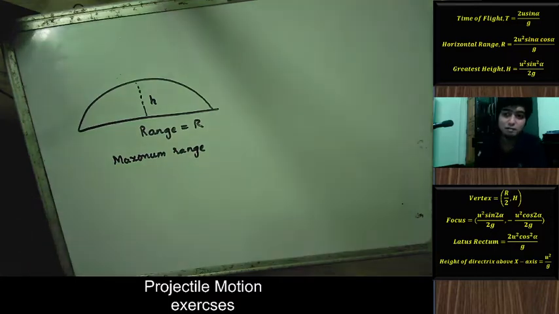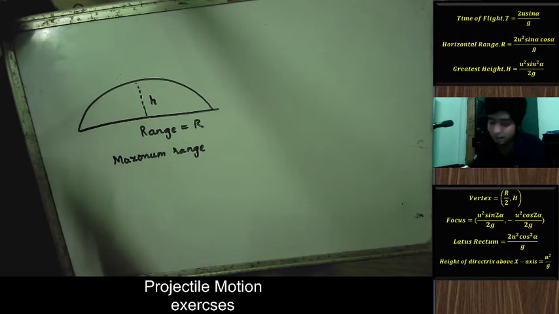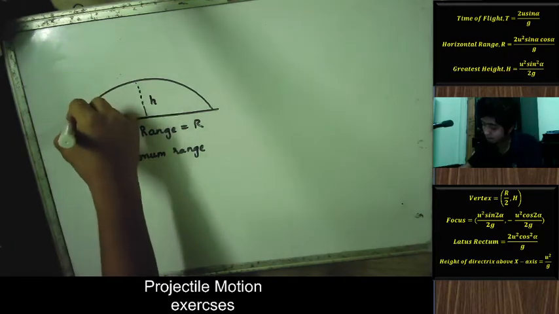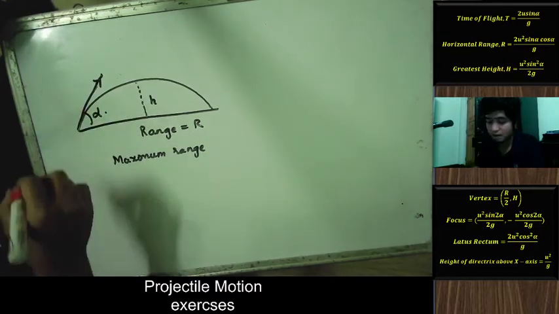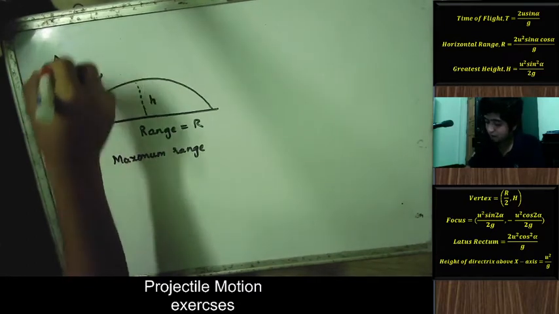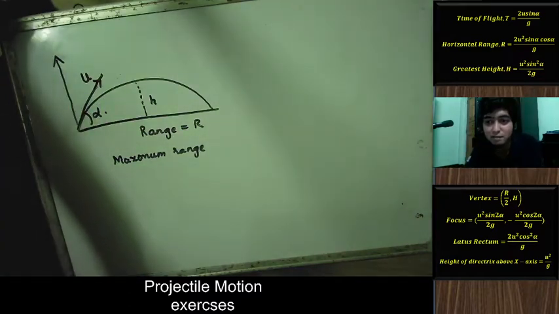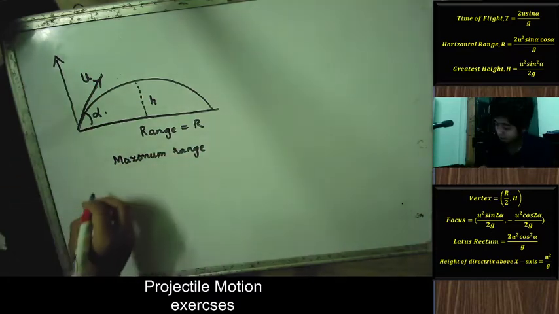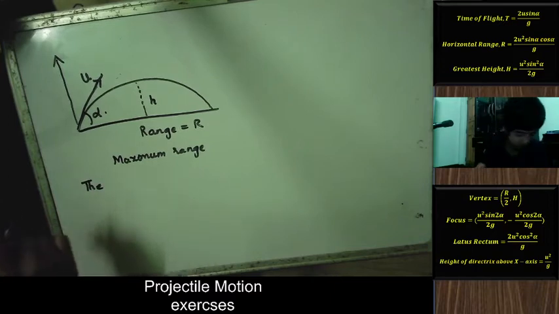You must remember, maybe it should be left as an exercise, that the maximum range is achieved when you throw it at an angle of 45 degrees. So over here, this is the range when the angle is alpha and the velocity of projection is u. If the angle is 45 degrees, then you will have maximum range. So let us calculate first R max, the range.